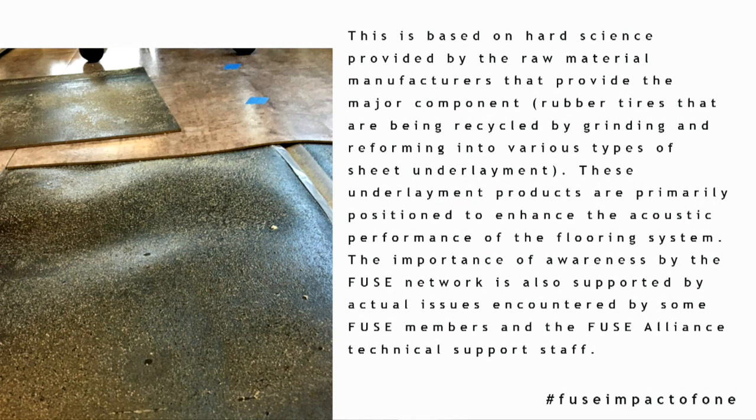Now, this science is provided by the raw material manufacturers that are involved here. This is crumb rubber, which is recycled rubber. That is basically vehicle tires that have ended their useful life on the vehicle. They've been taken off, and there are millions and millions of them out there, and they are ground up and then fused together in a mat, and basically that is the product that we're looking at in this situation.